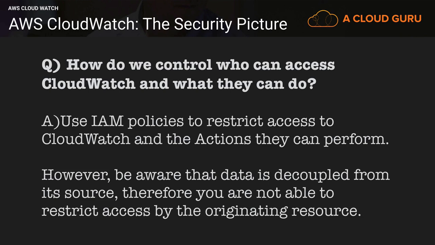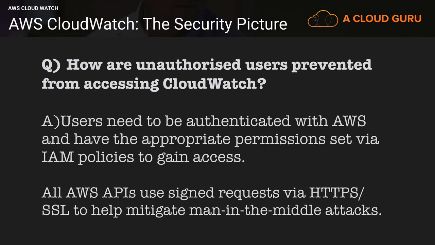Well, it's just the same as what we looked at in the last lectures in CloudTrail. You can use IAM policies to restrict access to CloudWatch and the actions that they can perform. However, be aware that data is decoupled from its source, therefore you're not able to restrict access by the originating resource. You're going to have to restrict access to CloudWatch itself.